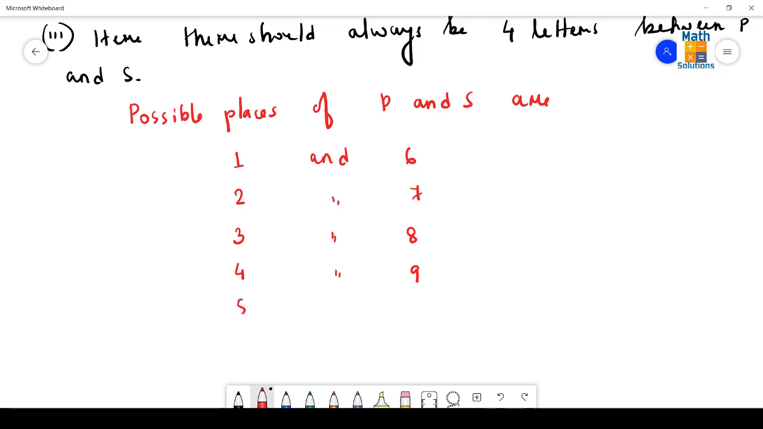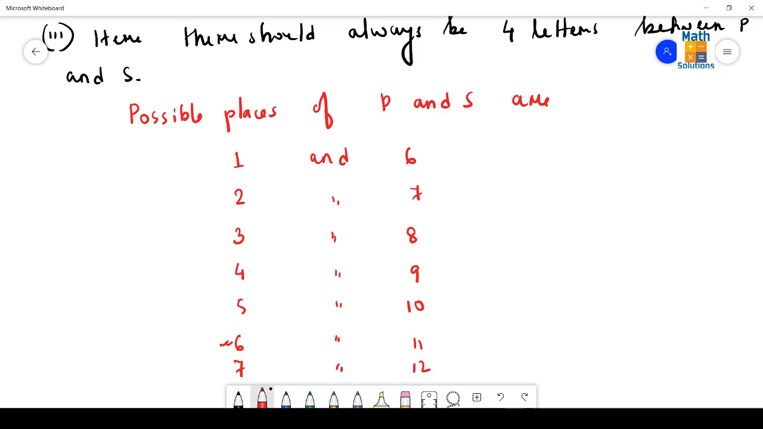When P is kept in the 5th position, S should be in the 10th position. When it is kept in the 6th position, S should of course be placed in the 11th position. Similarly, when P is kept in the 7th position, S should be kept in the 12th position. So that is the ultimate position, the 12th position is the last position.